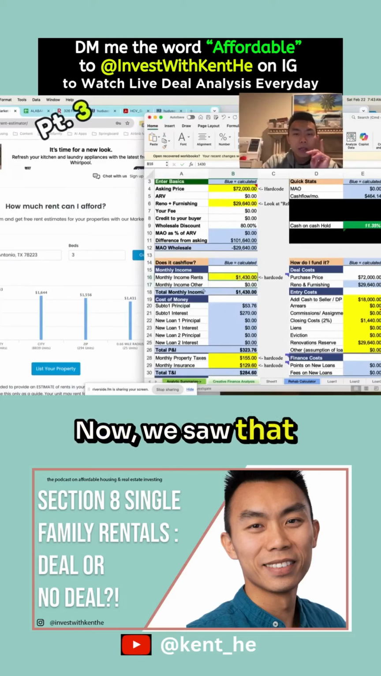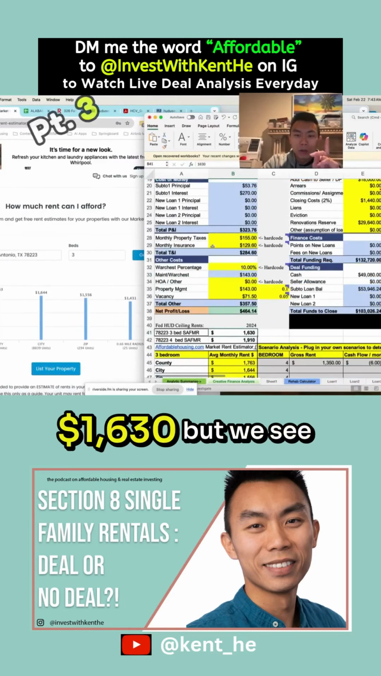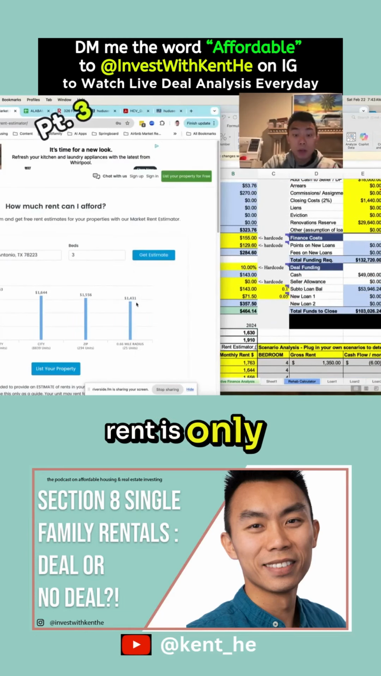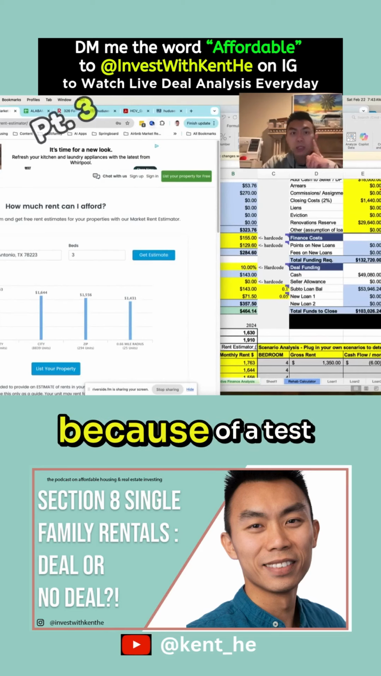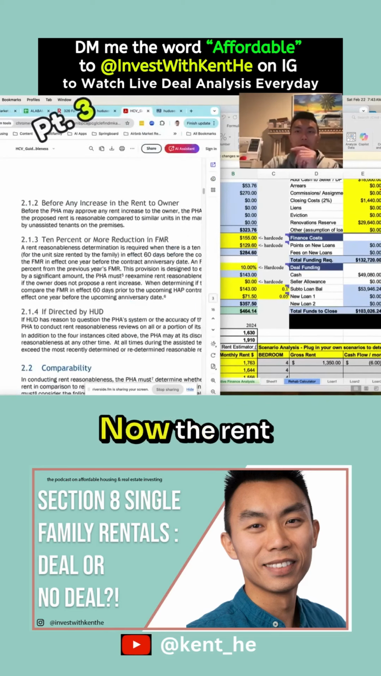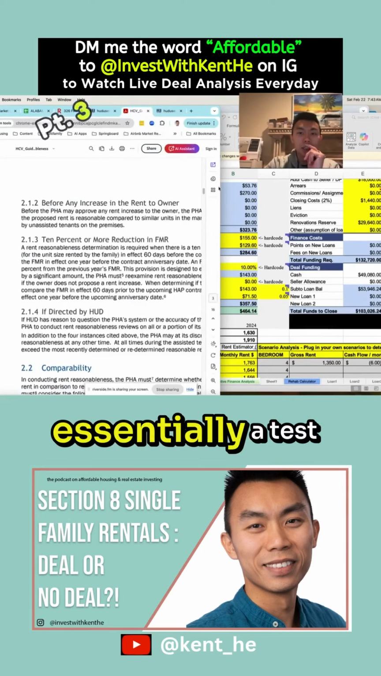Now, we saw that the rent ceiling previously was $1,630, but we see that the market rent is only $1,430. So I have to use the lower of the two because of a test called the rent reasonableness test. Now, the rent reasonableness test is essentially a test.